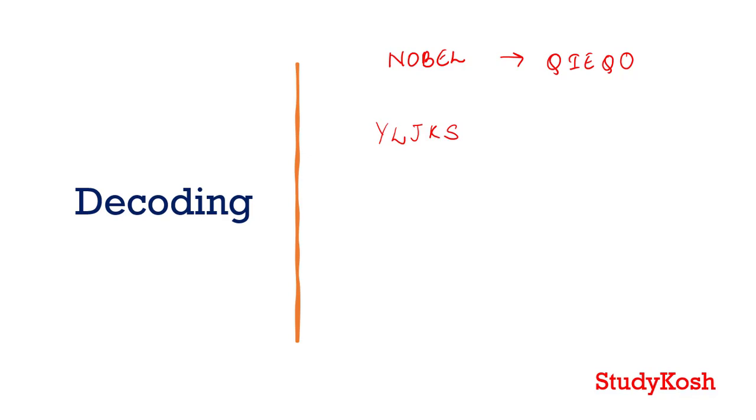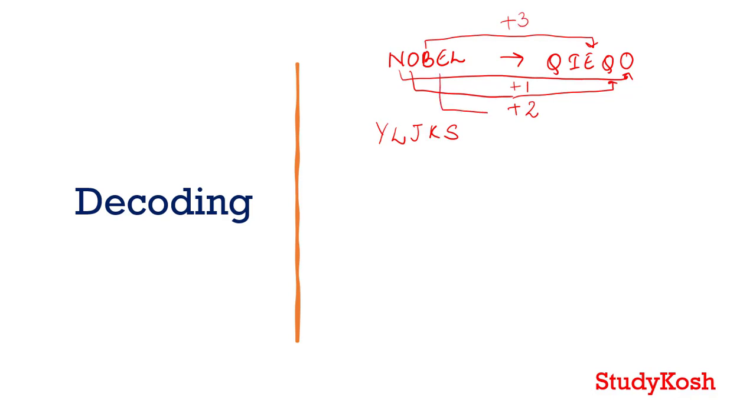Let's check it out. So between N and O, there is a difference of one letter. Right? Between O and Q, the difference is of +2. Then between B and E, the difference is of +3. Similarly for E and I, it is of +4. Then between L and Q, it is of +5. Right? So for decoding this, how can we decode it? By using the funda which we have discussed just now.